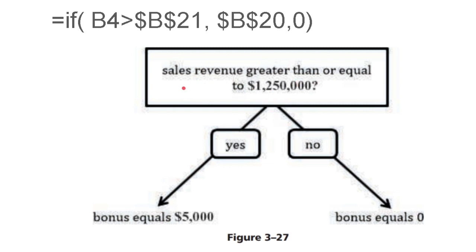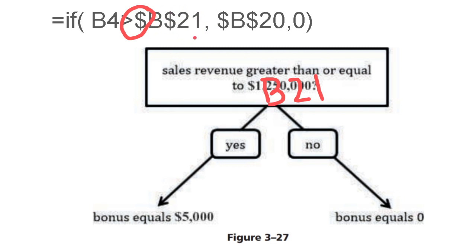I have a question. Is my sales revenue greater than or equal to 1,250,000? Well, where is this number? That number is what I have saved in my assumptions table. So this is what's over there in cell B21. And the dollar signs mean I'm planning to copy this formula, and I don't want the B21 to change. Remember, the dollar sign means I'm ready to copy this formula. I want that to stick to a B, and I want the 21 to stay 21.